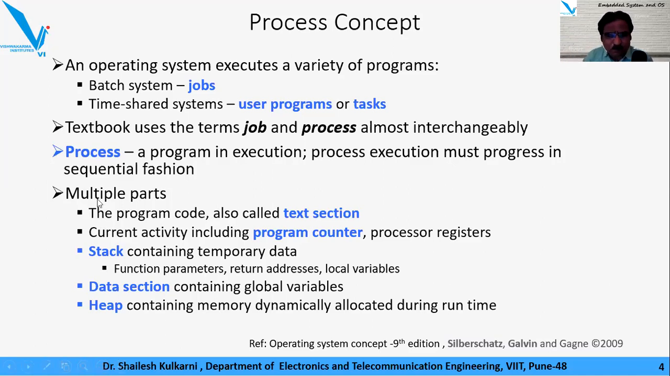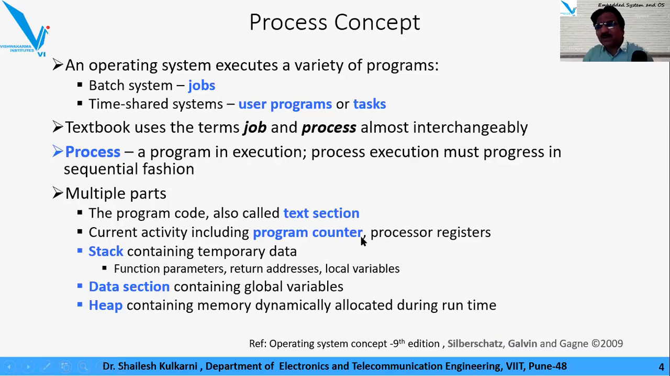The first part narrated in this book is the program code itself, which is called the text section. Then the current activity, including the program counter and processor registers. Whenever we talk about process management or task management, we should not forget the process called context switching, because context switching is the de facto internal mechanism by virtue of which task management is possible. Otherwise, task management would not be possible. So directly, the program counter and different processor registers.